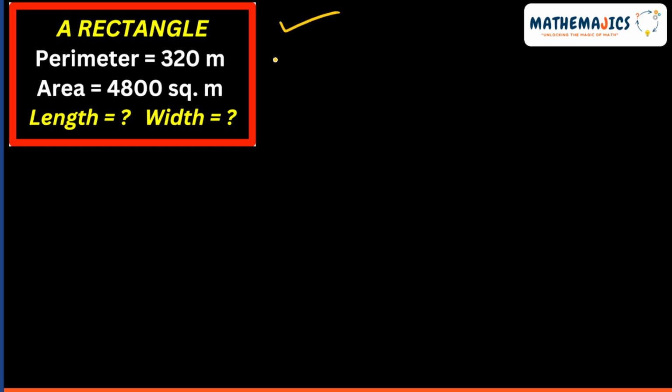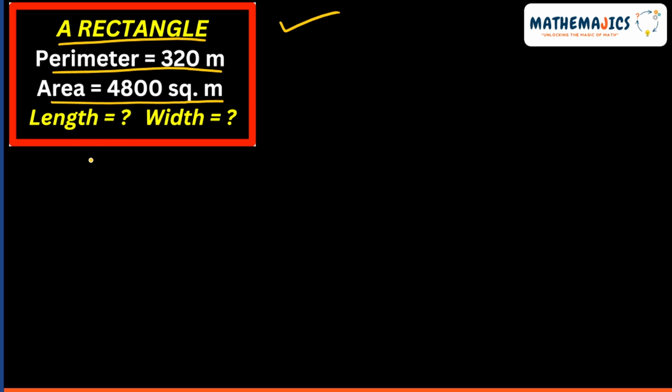So we have this interesting question. This seems to be a geometry question, but it is more of an algebra question. Okay, so let's see how to solve this question. We are given a rectangle whose perimeter is 320 meters and area is 4800 square meters. We need to find the length and width of this rectangle.